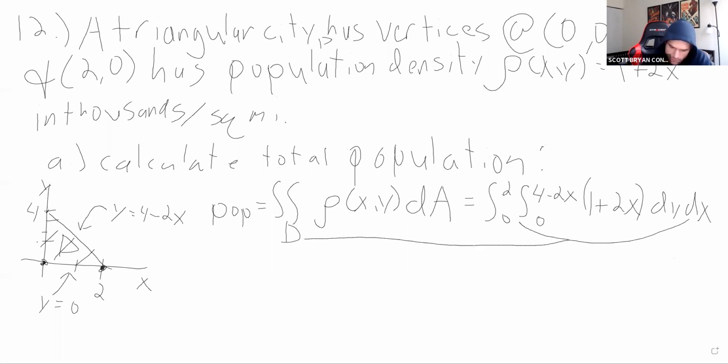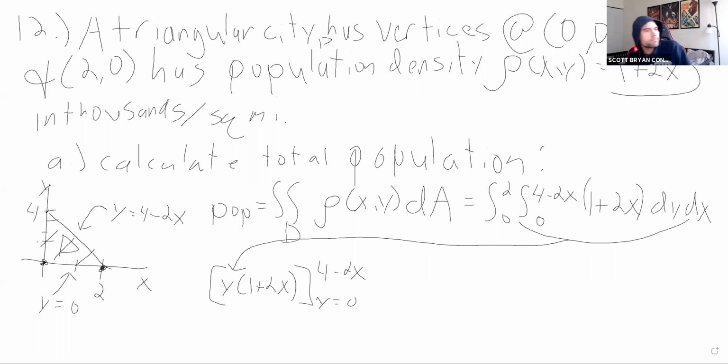Okay, so let's do our integral here, integrating with respect to y. Everything but y is a constant, so 1 plus 2x is just a constant. That becomes (1 plus 2x) times y, and we're evaluating that from y equals 0 to 4 minus 2x. How'd I get the 1 plus 2x part? Because we're given that as the density. So we're integrating the density over this region, the population density. It happens.